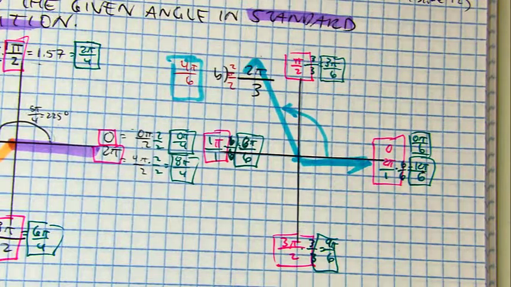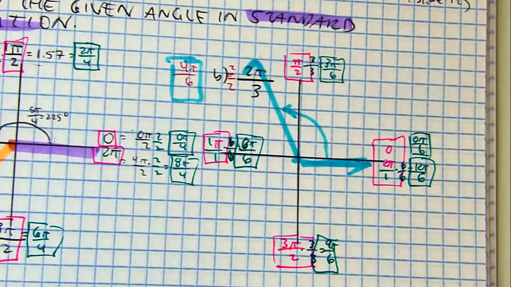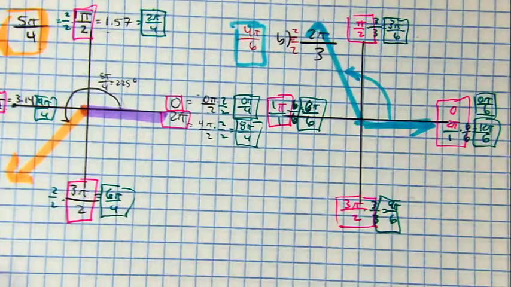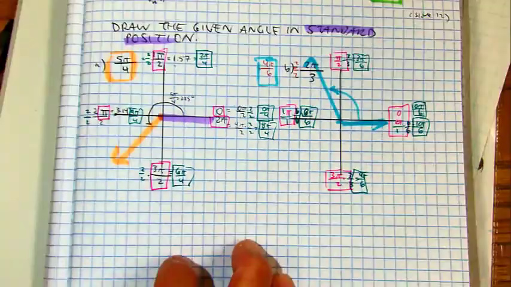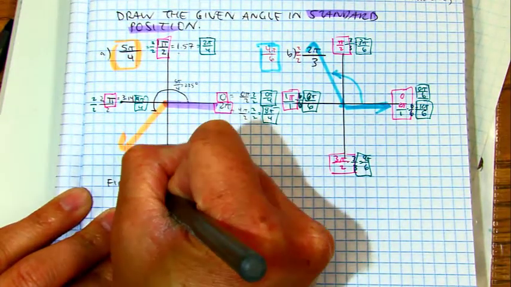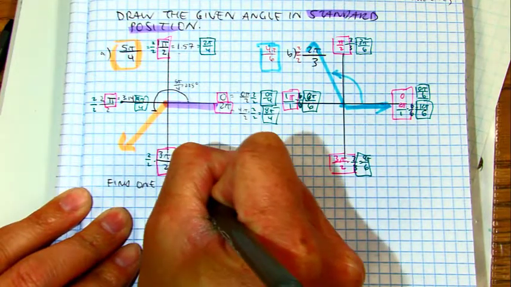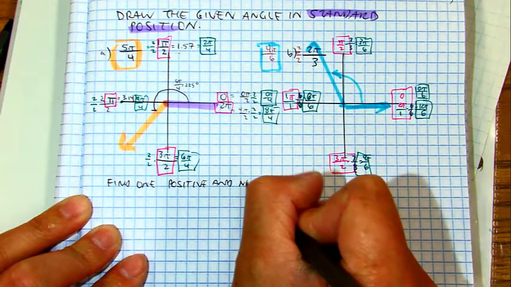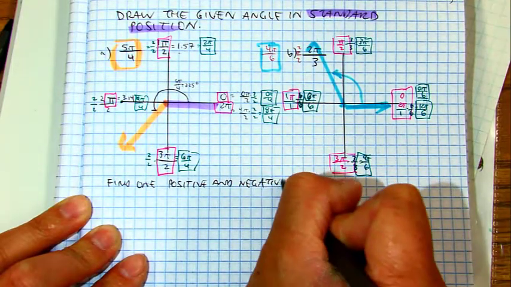Let's find a coterminal angle. Let's write this. If you have space, good. If you don't, find space. Find one positive and negative coterminal angle.